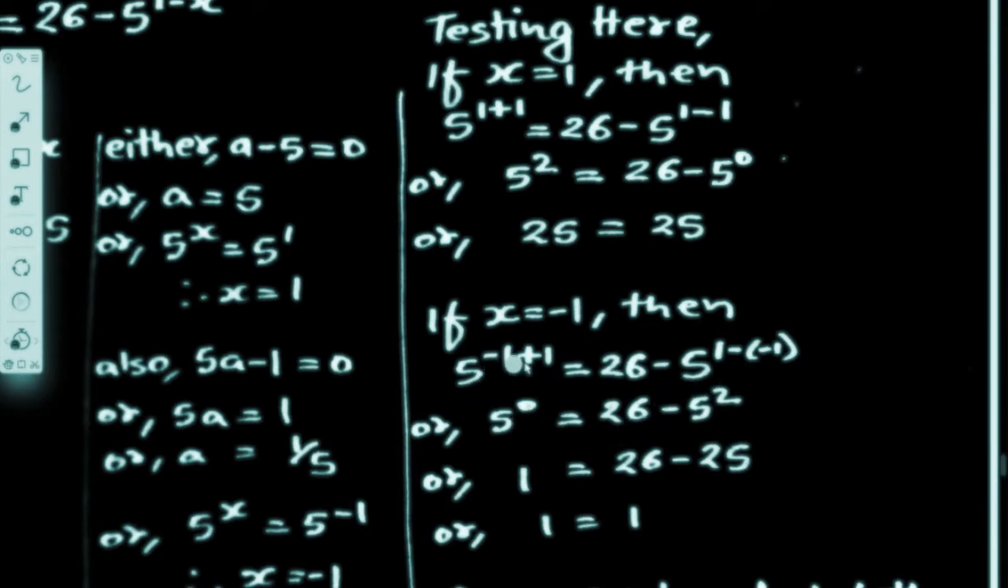Here, minus 1 plus 1 comes 0, so 5 power 0. 5 power 0 equals 26 minus 5 power, here minus into minus, plus 1 plus 1, so 5 power 2. Or here, 5 power 0 is 1, equal 26 minus 5 power 2, which is 25. 26 minus 25 is 1, and 1 equals 1. It means both satisfy our equation.